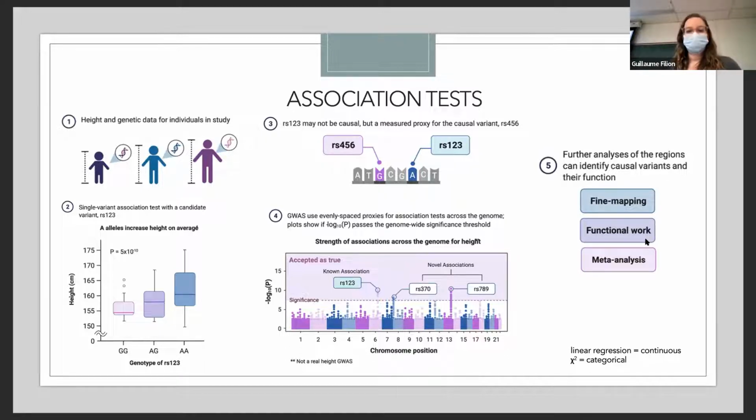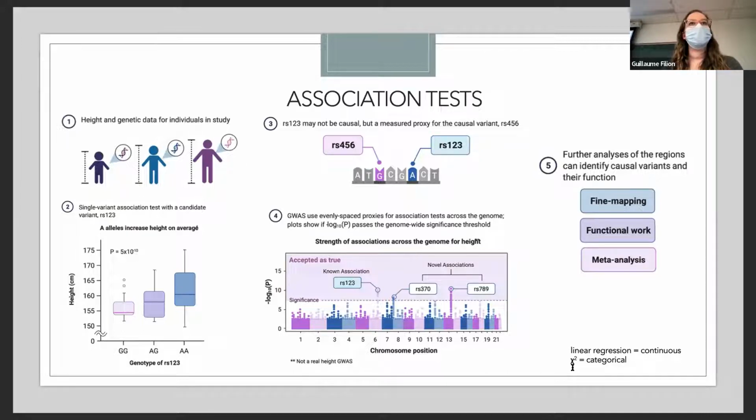Any other questions? Oh, and I just put a note here. So this is an example using a continuous variable, right? We said height is continuous, so we're using linear regression. If you're using a categorical variable, it would be a chi-square, just for any stats people out there. That's what will be done.